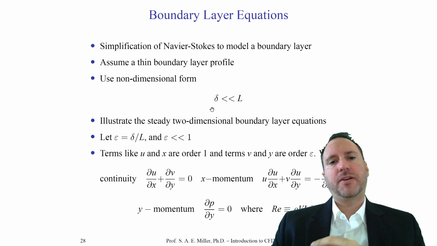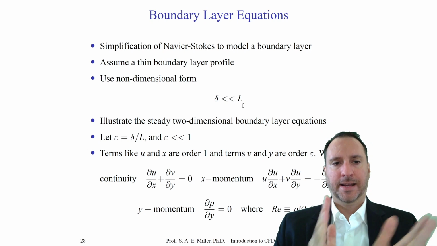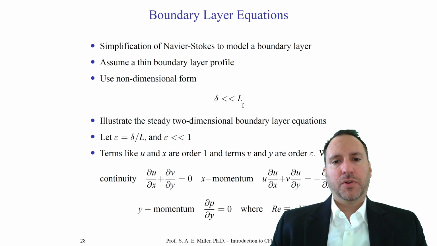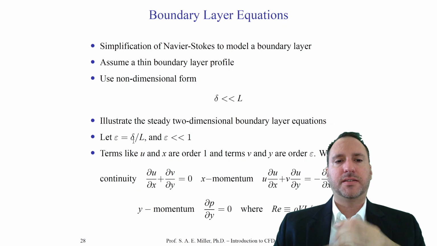We'll say that the boundary layer thickness, that is the distance from the wall to the edge of the turbulence of the entrained fluid of the boundary layer, is much less than the characteristic length of the flow, which might be the distance from the leading edge of the boundary plate to any position on the boundary. We'll look at the two-dimensional boundary layer equations. We'll set that there's some small parameter defined as the boundary layer thickness divided by the characteristic length, and therefore epsilon is very, very, very small because delta, of course, is very, very small.